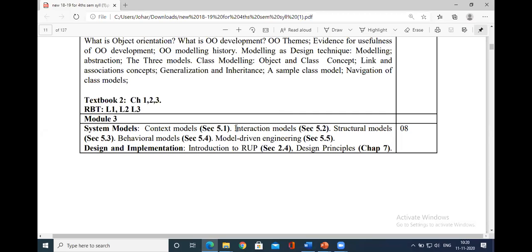The interaction model consists of two features, that is the use case model and the sequence diagram, or use case diagram and sequence diagram. When I say structural model, clear? When I say structural model, it consists of a class diagram.